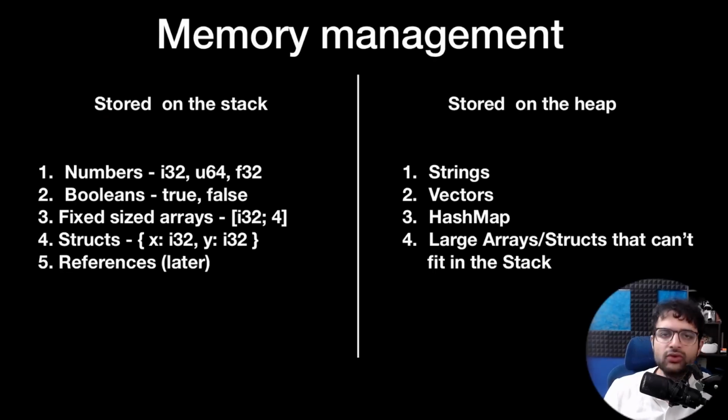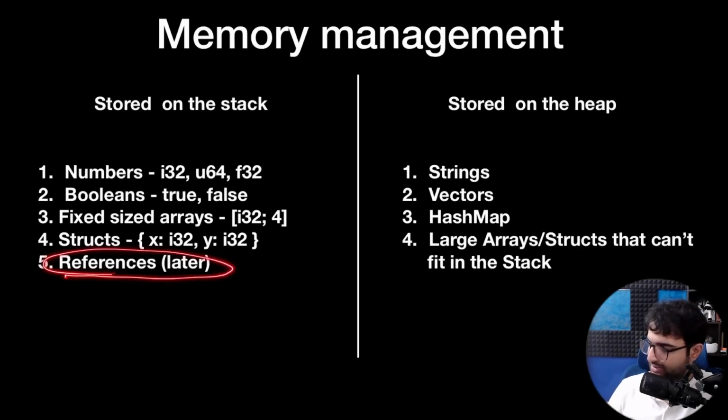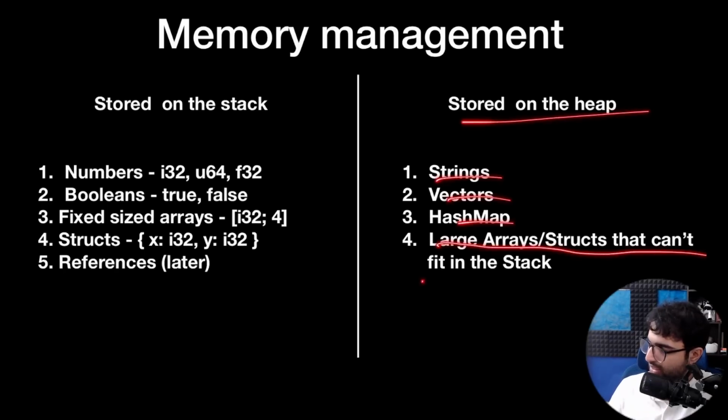The things that are usually stored on the stack are numbers, booleans, fixed size arrays that are not going to change in size, and structs that don't have a string as a type. If they have a string as a type, then of course the underlying string will again be stored on the heap. Let's not go there. A struct that looks like this, which has just numbers or just primitives, will also be stored on the stack. And references, which we'll come to very soon. Stored on the heap: strings, vectors, hash maps, large arrays, and structs that cannot fit in the stack.